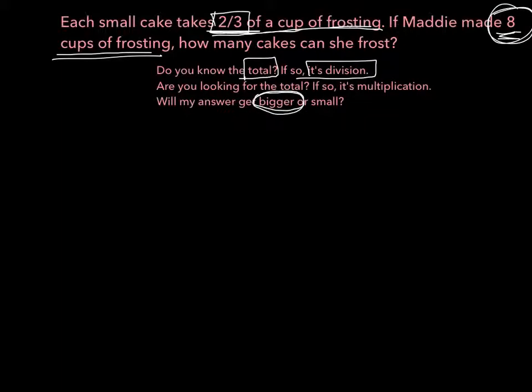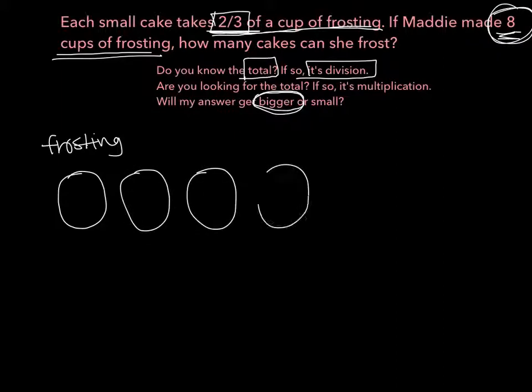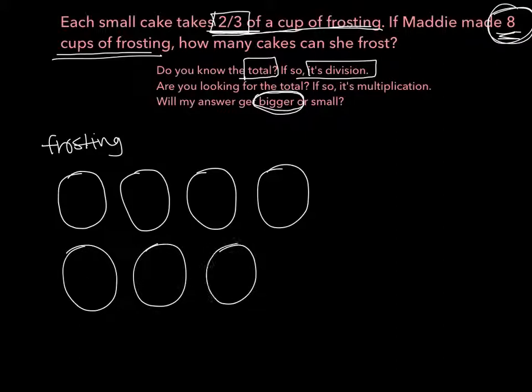So in this case, I'm cutting up frosting, and if that's what I'm cutting up, that's what I'm going to draw. So I'm going to draw and label frosting, and I do know the total. She has 8 cups, so I'm going to draw exactly 8 cups of frosting. And my fraction is 2/3. So I know that I want to go ahead and break all of my frosting into thirds.